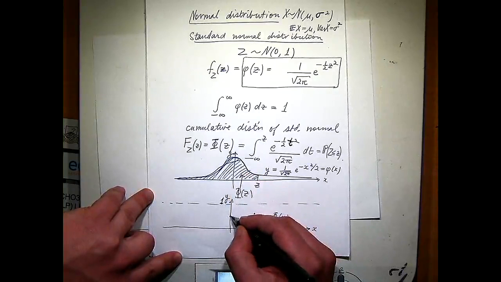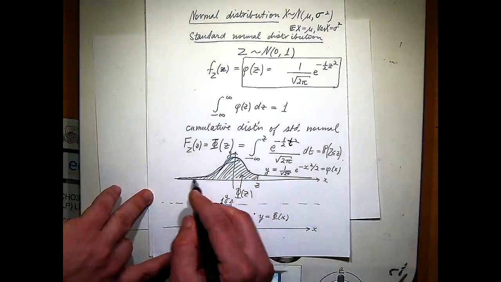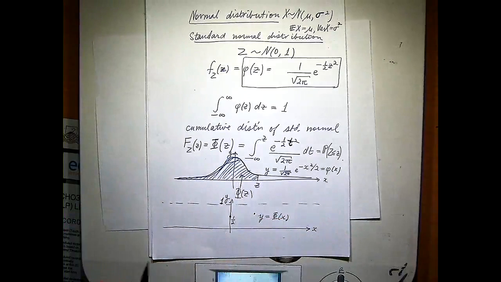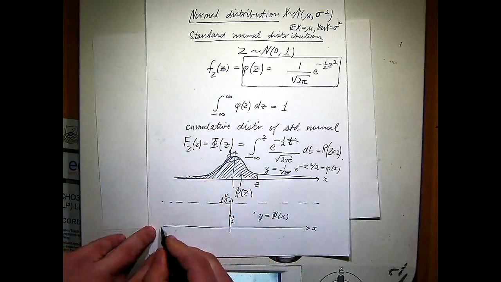because of the symmetry, capital phi of 0 is 1/2. Because any curve that is symmetric around the origin, we know that the total area is 1, therefore it must be half the area to the left, half the area to the right.